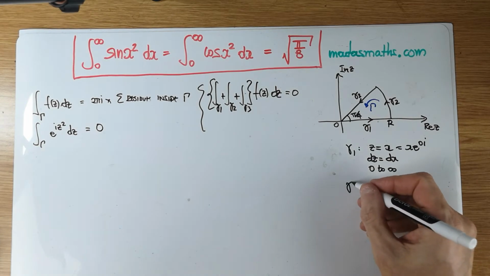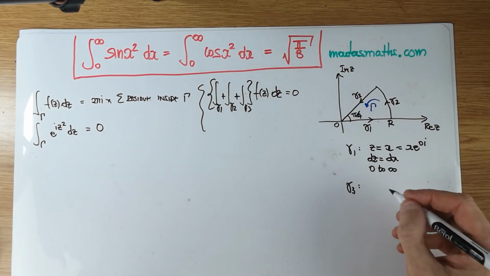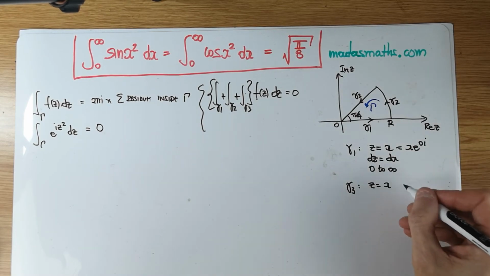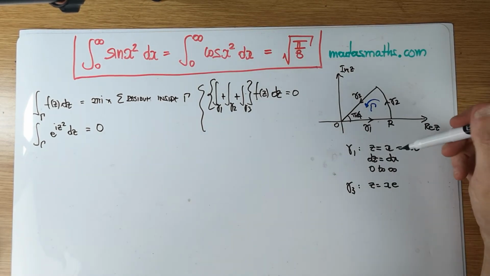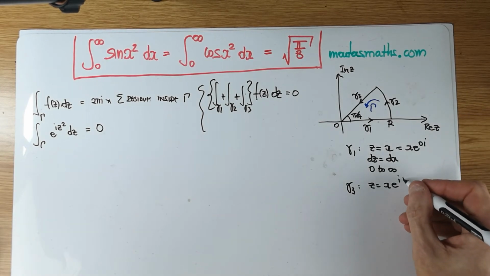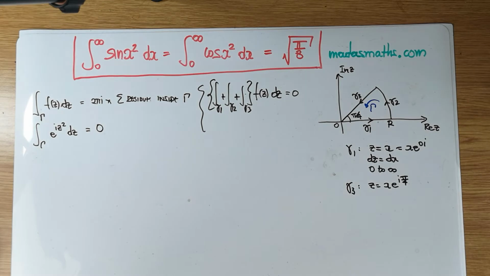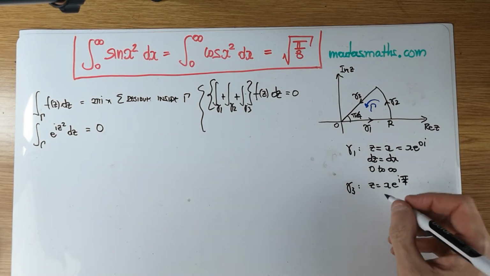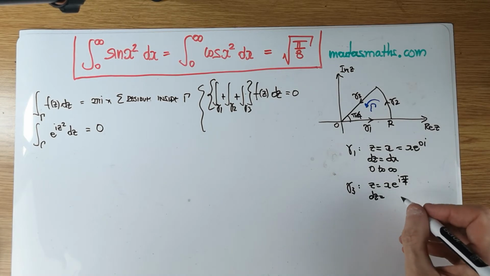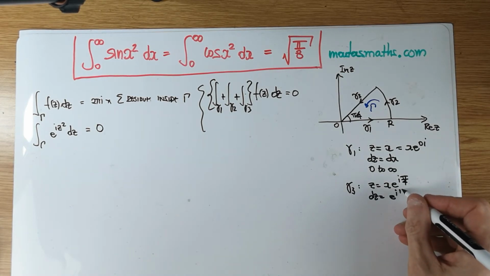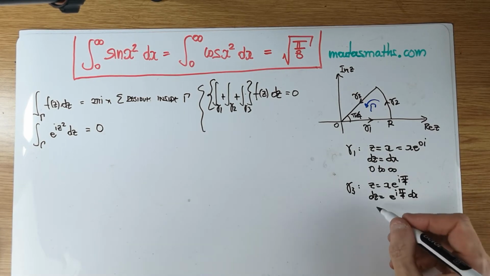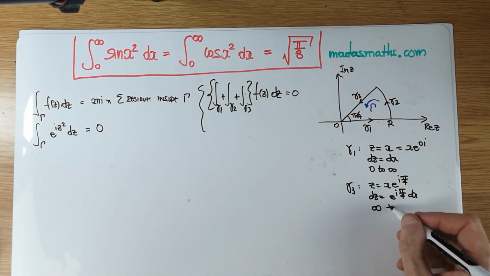Around gamma 3, z is equal to x, but it's not simply x, it's x e to the i pi over 4. I'll probably leave it like that, so I'm going to get my dz. My dz is equal to e to the i pi over 4 dx, and the limits come from infinity for this one to 0.